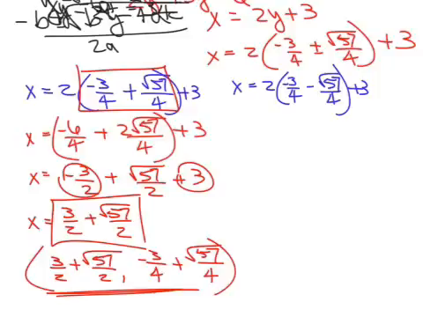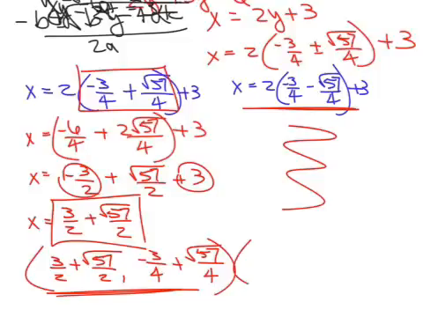Now I do the same thing over here. Multiply this through, and I'll get an x value, and I'll use this as my y value.